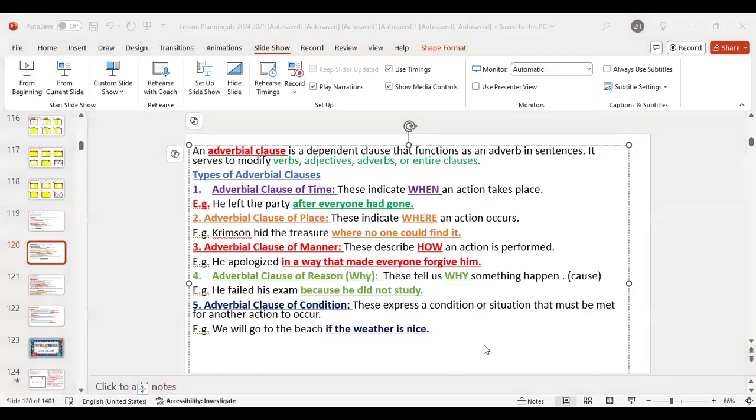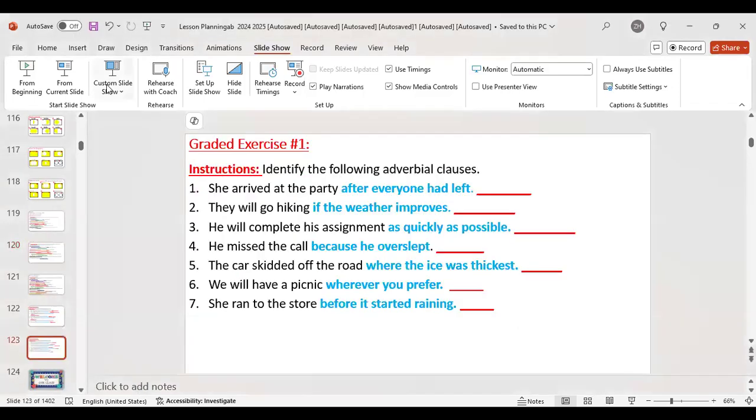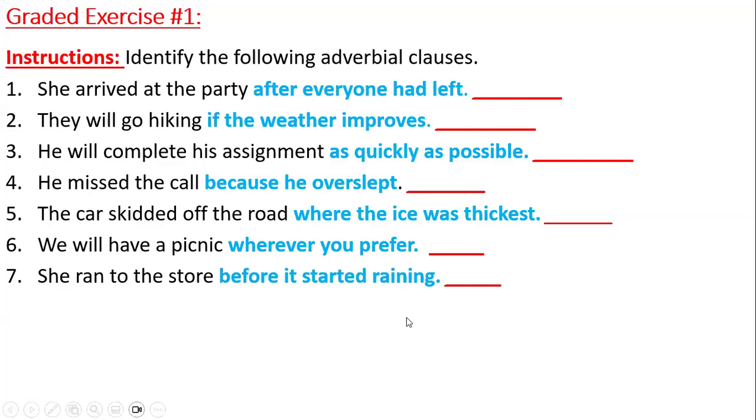All right, let me go ahead and put the answers in the chat. Just put your answers inside the chat. So you don't have to write it down? No, don't write it down. We don't have enough time for that. Just put your answers inside the chat.